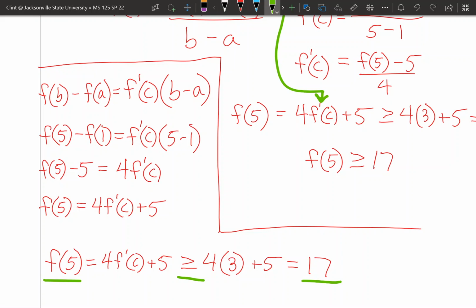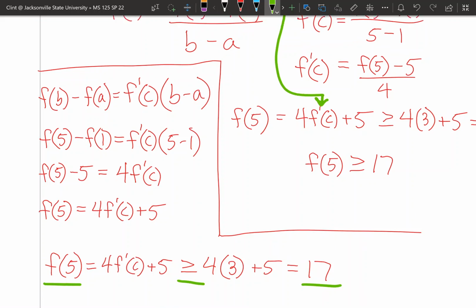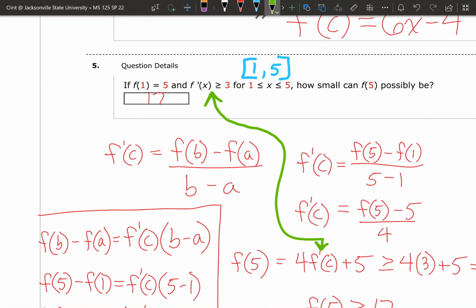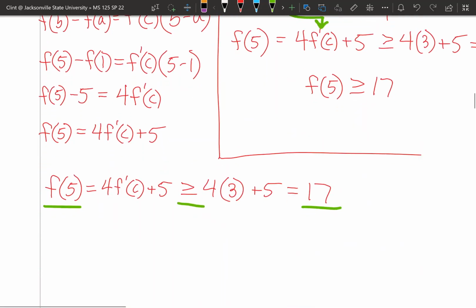So this one's not in how small can it be? You just do the same. If it's how large can it be, the information they give you will be different. It would say less than or equal to here. And then what happens is everything's exactly the same except this is just flipped.